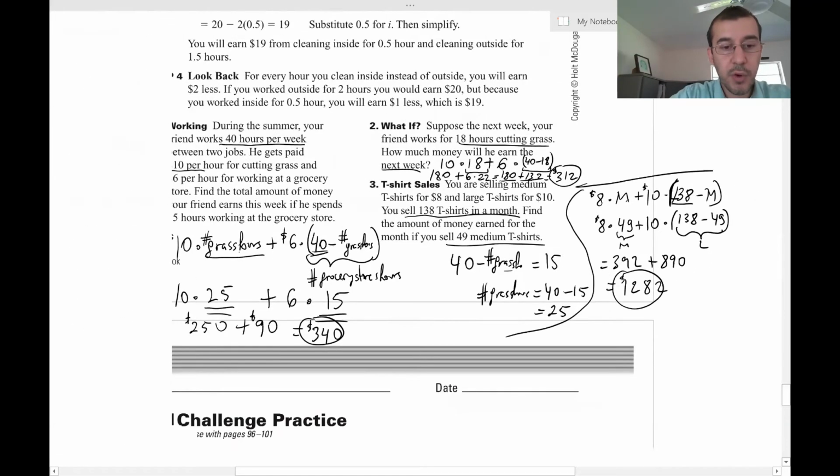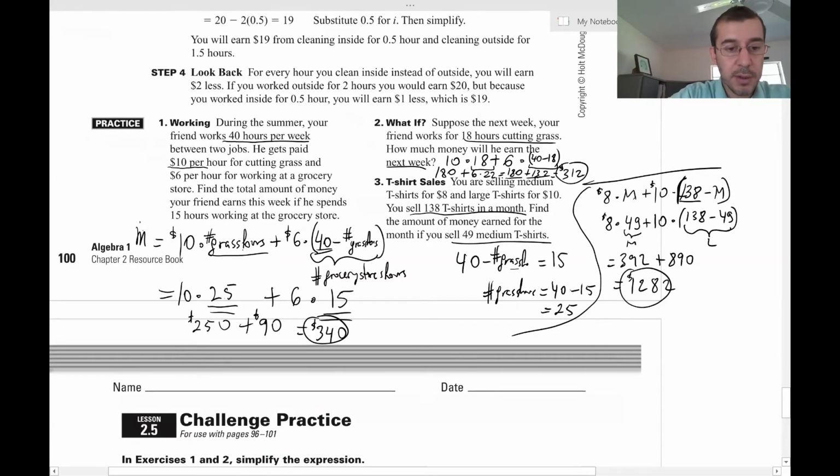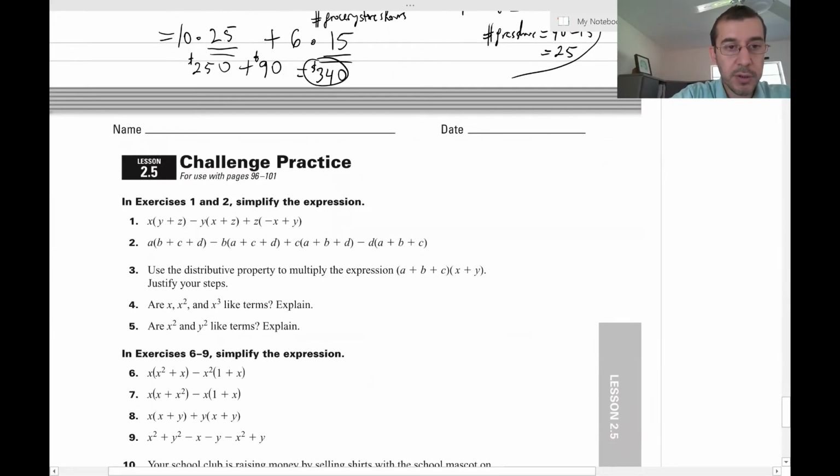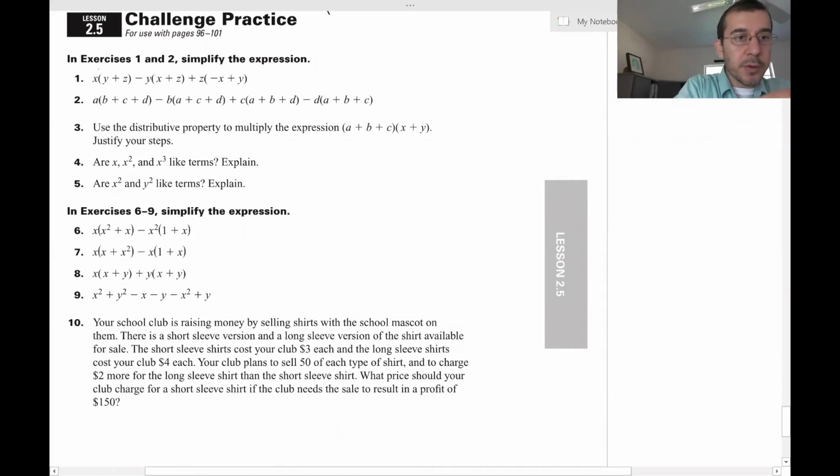And now challenge practice problems. In exercises 1 and 2, simplify the expression. We're just applying the distributive property here. So x times y and x times z. So this becomes xy plus xz. Then multiplying minus y with x and minus y with z. So minus xy and minus yz.